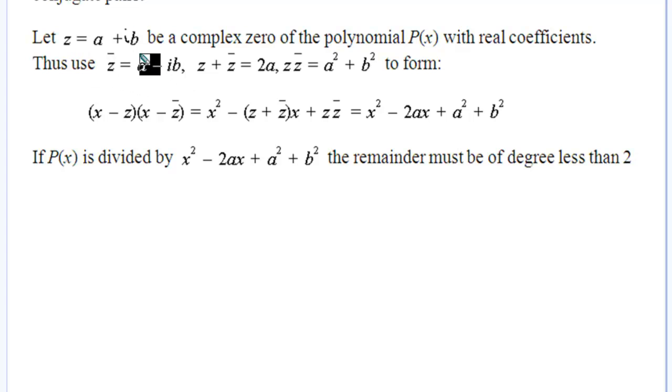So we've got z is a plus ib, and then the conjugate of z would be a minus ib. Playing around with that, if we sum the two of them, we get two lots of the real part, and if we multiply the two of them, we get a squared plus b squared. So when we have x minus z and x minus the conjugate of z, we get x squared minus the sum of the conjugates plus the product of the conjugates, which gives us that one. Now if we divide p(x) by that, the remainder must be of degree less than 2.